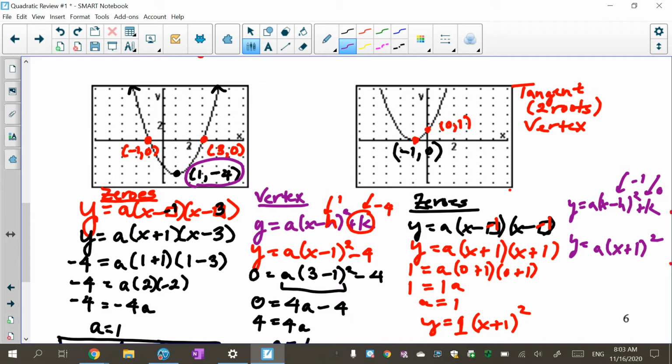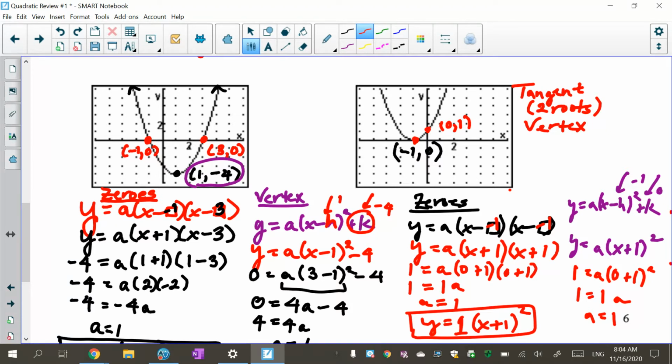Now I'm going to plug in the 0, 1. 1 equals a, 0 plus 1 squared. So that's 1a. 1 equals 1a. A equals 1. So you end up with the exact same thing. And you don't really need to write that 1 again. So I just wanted to refresh your memory. We did that in class last week, and I wanted to make sure you guys were able to see it.